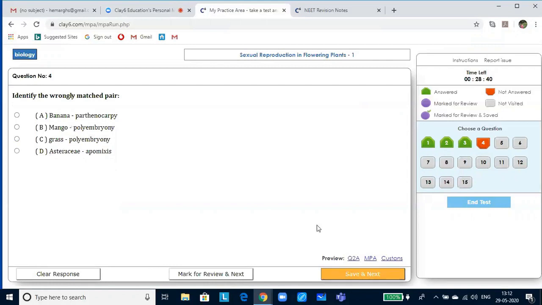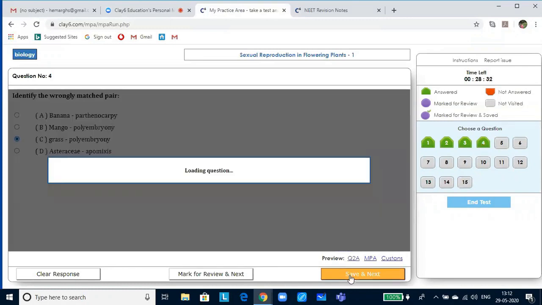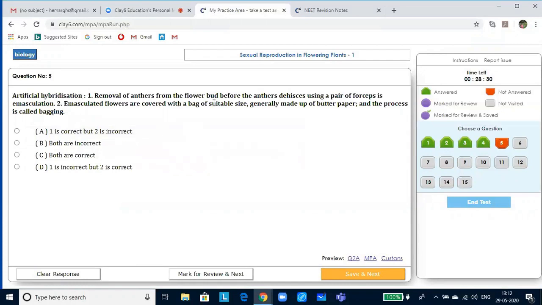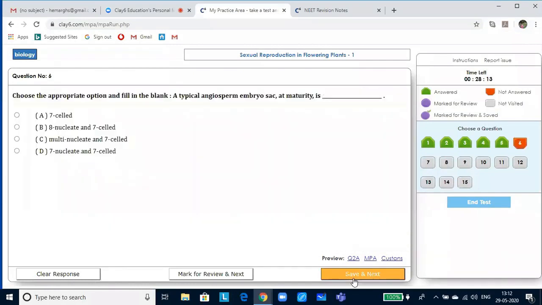Identify the wrongly paired ones. It is grass polyembryony. Grasses reproduce through stolons and rhizomes. Removal of anthers from the flower bud before the anthers dehisce using a pair of forceps is emasculation. True. Emasculated flowers are covered with a bag of suitable size, generally made up of butter paper, and the process is called bagging. Both are correct. Choose the appropriate option and fill in the blanks. A typical angiosperm embryo sac at maturity is 8 nucleate and 7 celled.